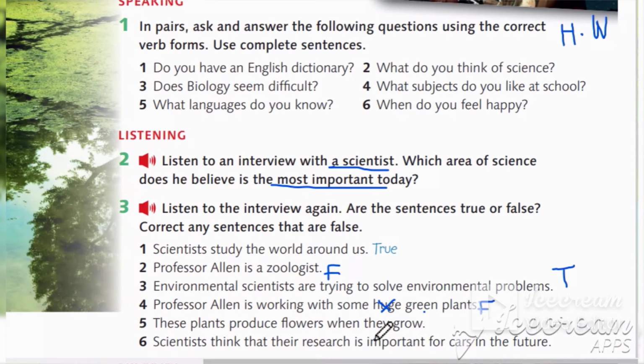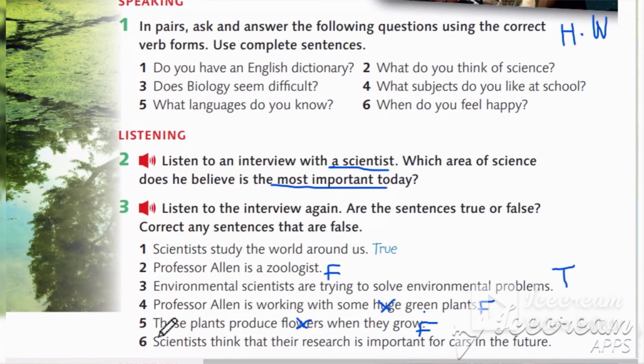The plants produce flowers when they grow. No, these plants produce a liquid when they grow. So they don't produce flowers, they produce liquid. So 5 is false, they produce liquid.